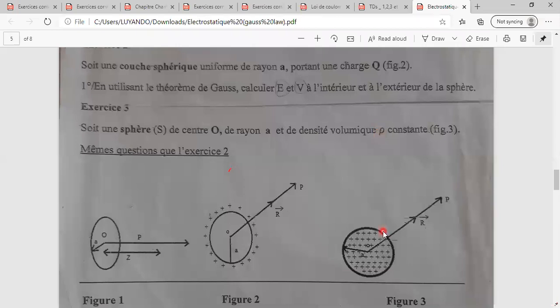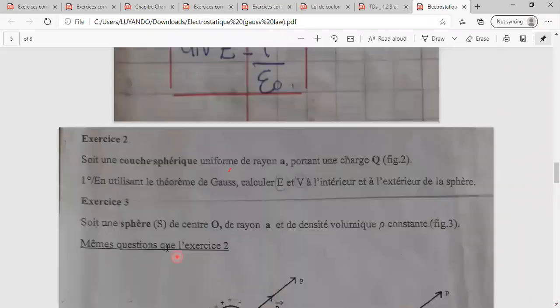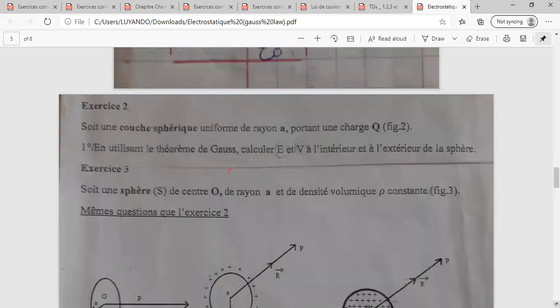So we have charges inside the sphere and no charges outside the sphere. This is the opposite of the previous one. I didn't finish reading the question, sorry. It's the same question as exercise two: using Gauss's theorem, calculate E inside and E outside the sphere.